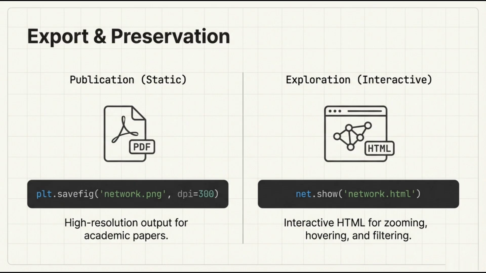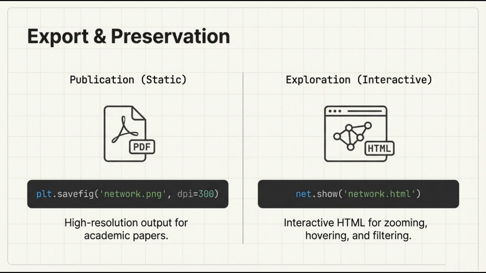After analysis comes export and preservation. This slide shows 2 output modes. On the left is publication, which uses static files such as PDF or high-resolution PNG for academic papers, reports, or presentation slides. On the right is exploration, which uses interactive HTML for zooming, hovering, and filtering. The code examples capture the difference very nicely. One saves a static figure, while the other produces a browser-based interactive view.